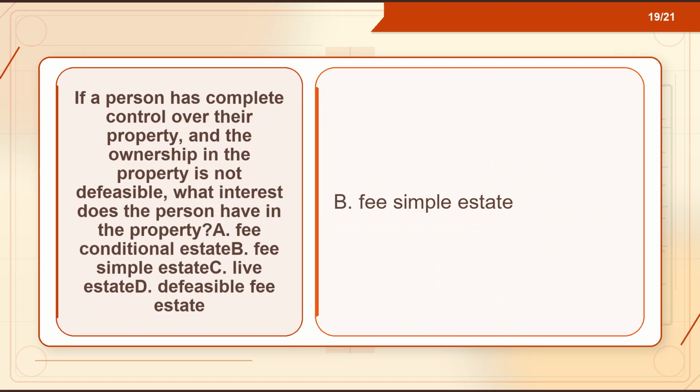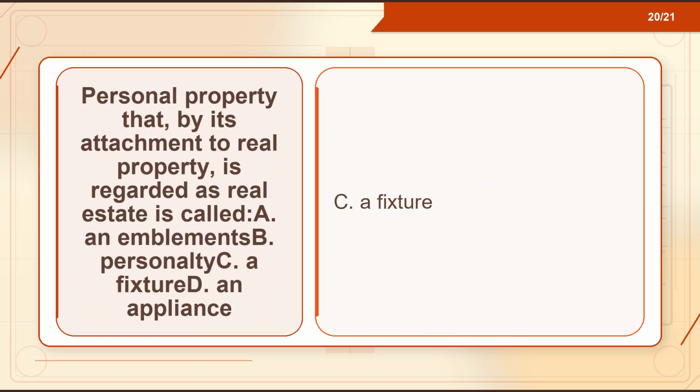Flashcard 19. Term. If a person has complete control over their property, and the ownership in the property is not defeasible, what interest does the person have in the property? A. Fee conditional estate. B. Fee simple estate. C. Life estate. D. Defeasible fee estate. Definition. B. Fee simple estate.